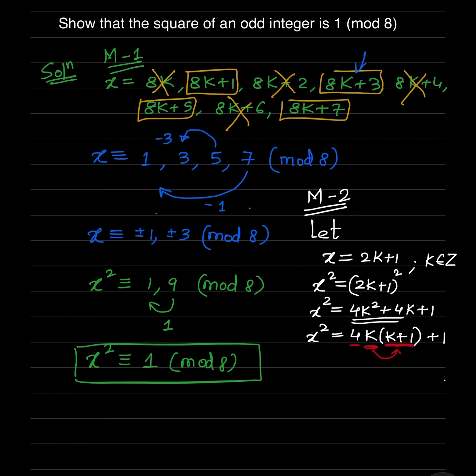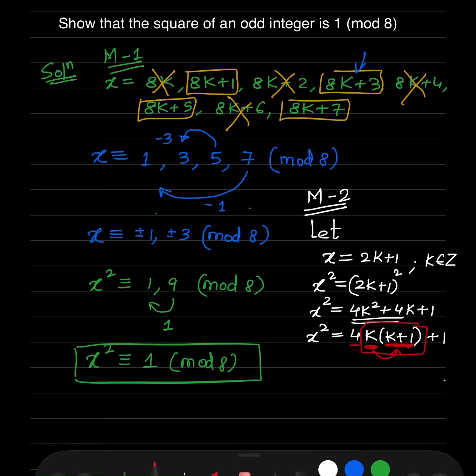Now you tell me, if it is k into k plus 1, this number has to be a multiple of 2. Why so? Because the multiplication of any two consecutive numbers is always an even number. Why? Because suppose k is an even number, then k plus 1 will be odd. And if k is odd, then k plus 1 will be even. So you tell me, even into odd will be a multiple of 2 only, no? So basically I end up getting what?